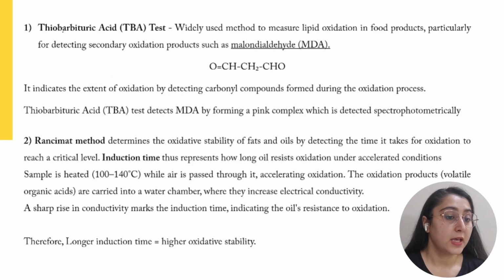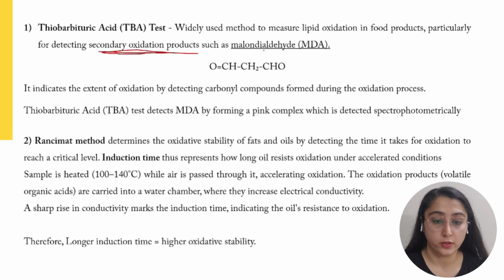Firstly, we have thiobarbituric acid test. Basically, it is used to measure lipid oxidation in food products. Now, particularly important here is that it is actually used to detect secondary oxidation products, which include malondialdehyde. So basically, as the name suggests, it contains 2 aldehyde groups.